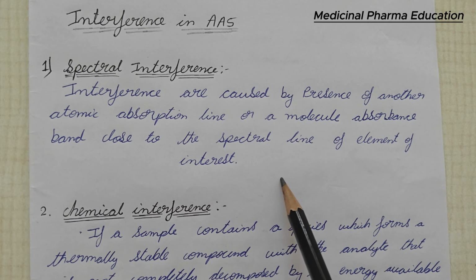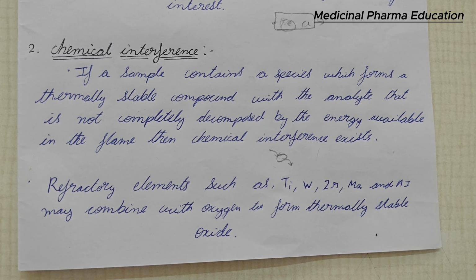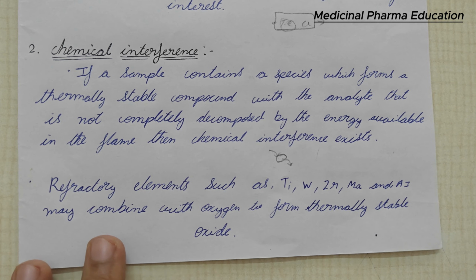If a compound is quite stable, it does not absorb the energy and it does not emit the energy. If any sample contains species which are thermally stable, then it does not absorb the energy from the flame. That's the chemical interference. If it does not absorb, we can't find the result, or we can't find what sample is present in the mixture.